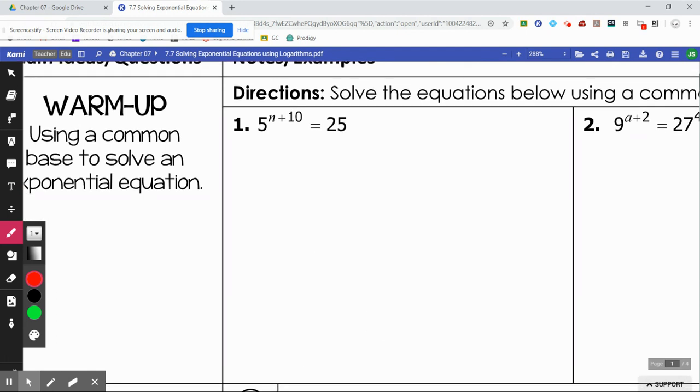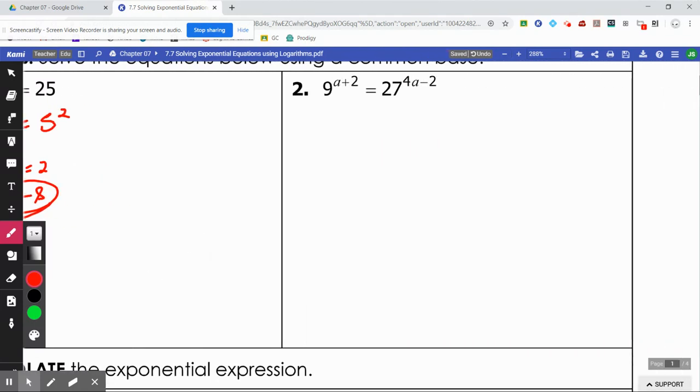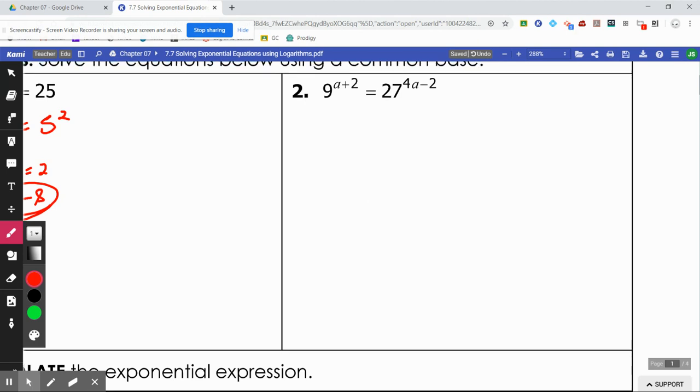Well, what we can actually do is rewrite that 25 also as 5 to a power. And anytime you have the same bases, you can simply forget about those bases, set the powers equal to each other, and solve from there. So here n is equal to -8, done. And this is much quicker than the method we're going to be using today, but not all problems can be solved the way that these are.